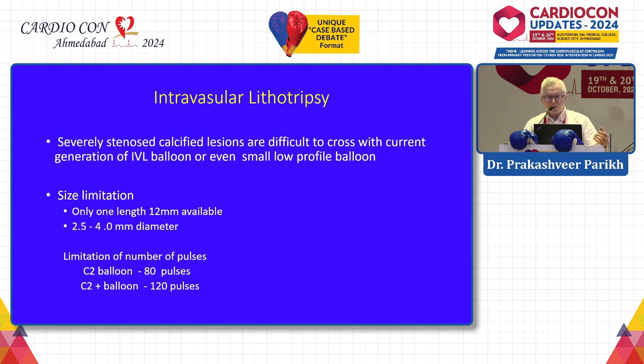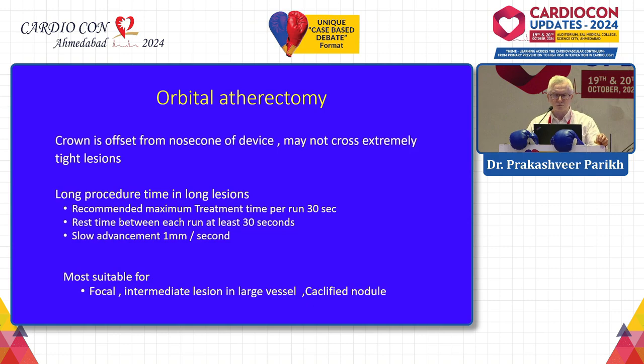The IVL has many disadvantages like the size limitation, only one lens is available. So when you're treating a long lesion, you may require more than 1 balloon, so it becomes very, very expensive. And the number of pulses we can use in an IVL balloon is only 80, and the new generation only 120 pulses. So for a long lesion, you will probably require 2 balloons, so IVL is not a good idea when you have very tight and very long lesions.